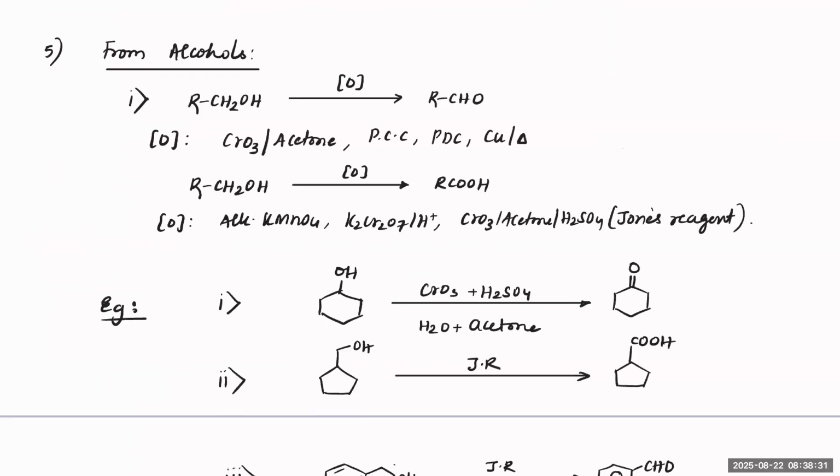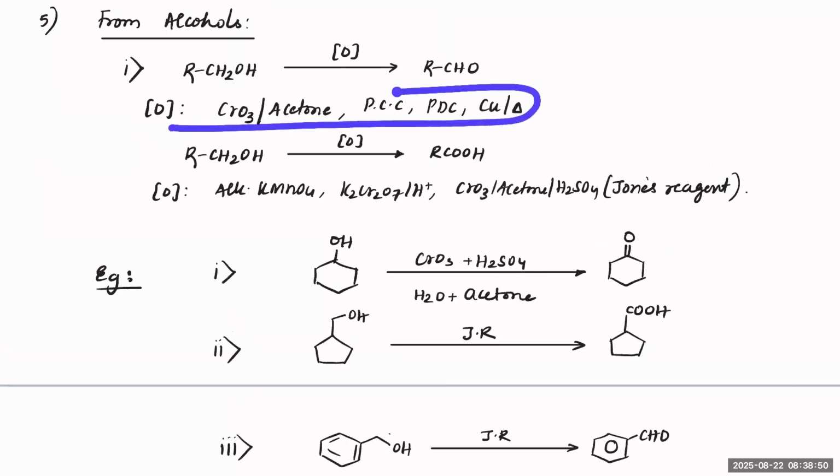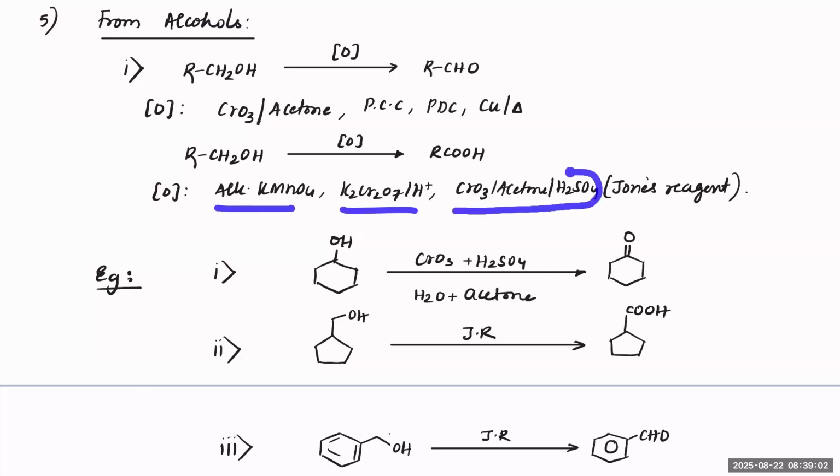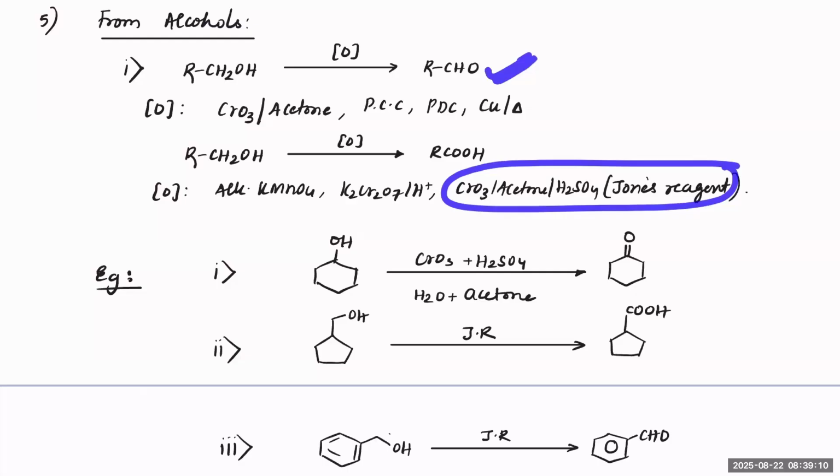Next, from alcohols, if you want to convert into aldehydes, we have very specific reagents. Reagents like CrO3, PCC, PDC, copper and heat, there are many such reagents. These are specifically used to convert them into aldehydes. In fact, there are reagents which cannot be controlled and stopped at aldehydes, like alkaline KMnO4, K2Cr2O7, CrO3 in acetone with dilute H2SO4. That becomes Jones reagent, which cannot be controlled at aldehyde. It has to go all the way up to acids.